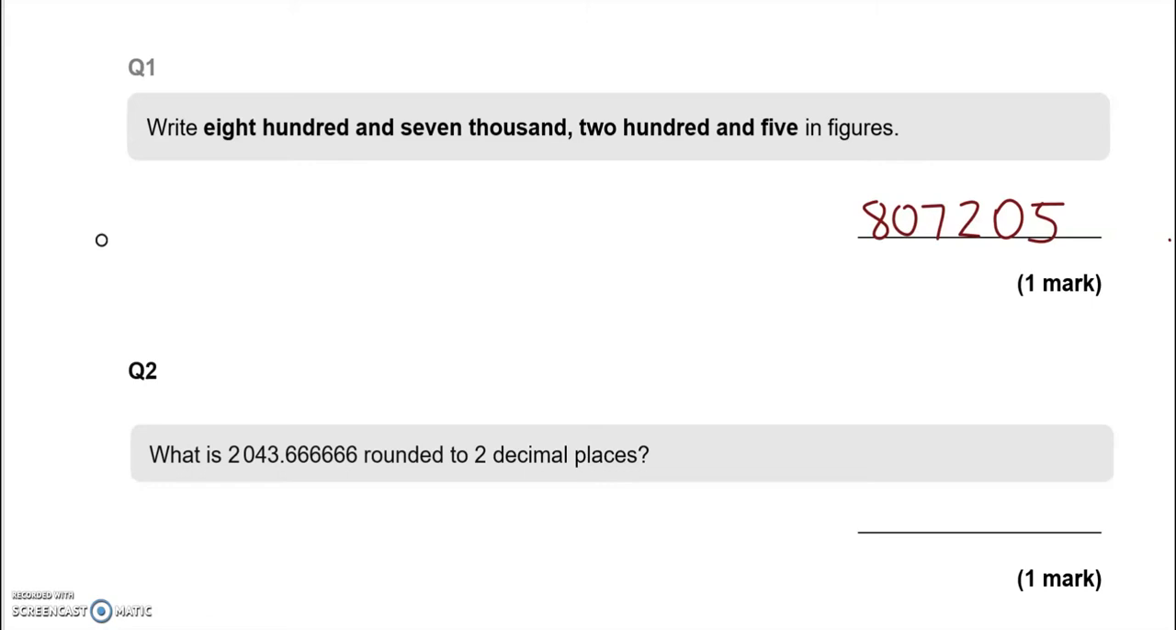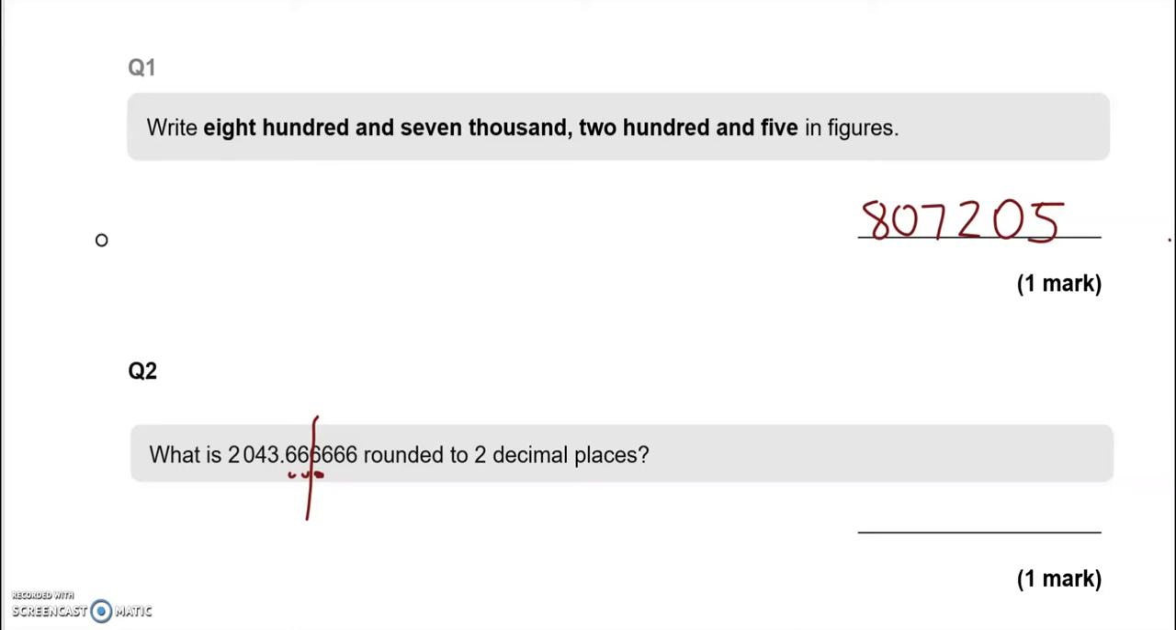In the second question, we've got what is 2043.6666 rounded to 2 decimal places. So to round to 2 decimal places, we've got to have only 2 digits after the decimal point. So any digits after the line, we've got to get rid of. But to decide whether we make this 2043.66 or 2043.67, we look at the digit right after the line, which is a 6.